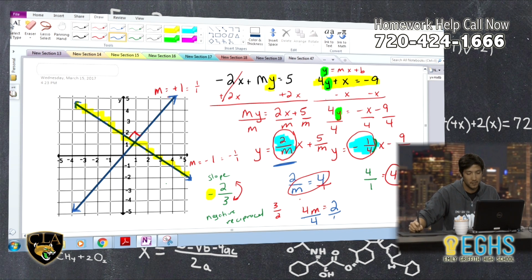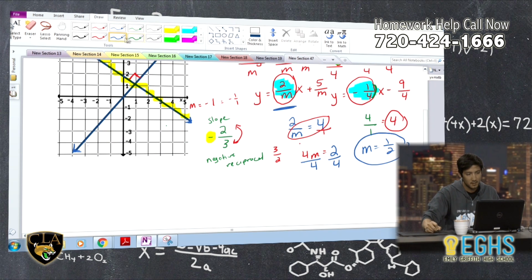So divide by 4, and we're going to get m equals 1 over 2. This is what we want for our value of m. And you can always check that. I kind of ran out of space here. By saying that if I plug in 1 over 2 for m, it's going to become 4. So 2 divided by 1/2, then we end up multiplying by the reciprocal, times 2 over 1, equals 4.